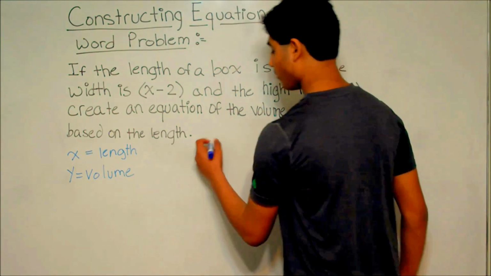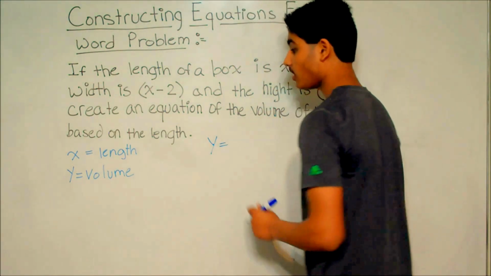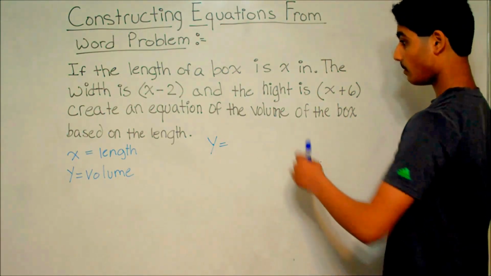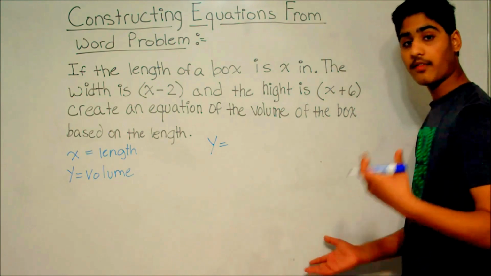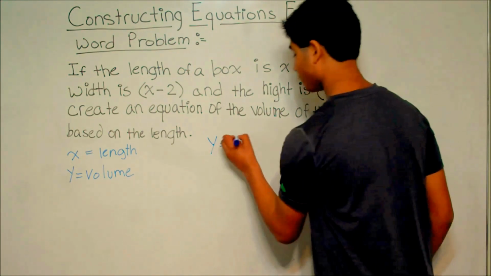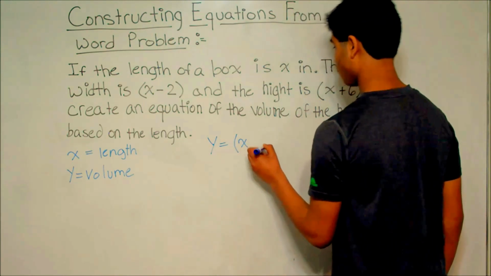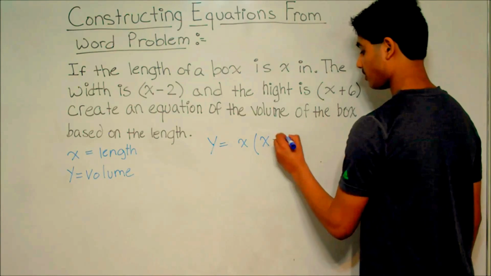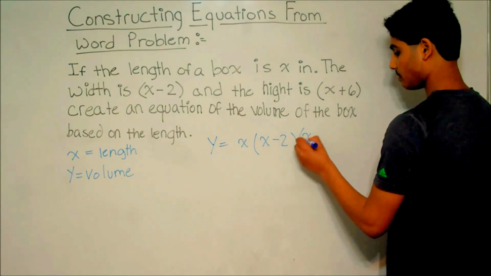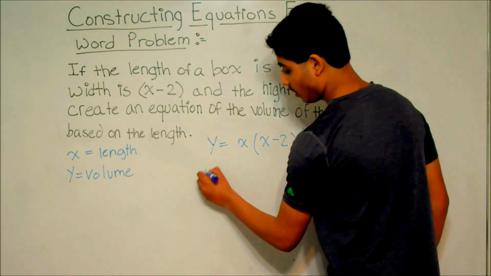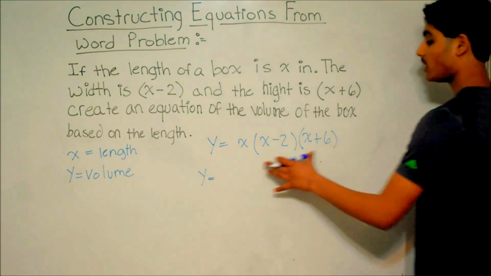So y, the volume, is equal to the length times the width times the height, as we know, because it's a box. So the volume of the box is the length of the box times the width of the box times the height of the box. So it's x times x minus 2 times x plus 6. So now we can multiply these together.